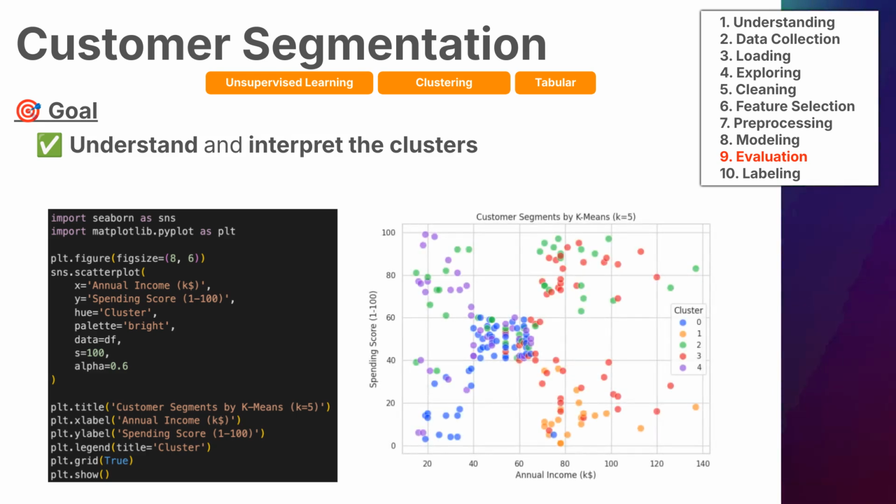As you can see, the clustering has effectively segmented customers into 5 meaningful groups. There are clear distinctions, especially between those who have high income but spend differently and those with low income who spend actively. This information can be used to tailor marketing strategies, product recommendations, or loyalty programs for each customer segment.